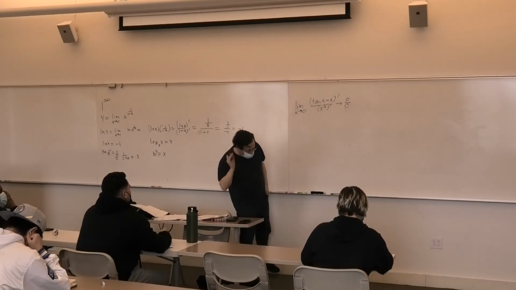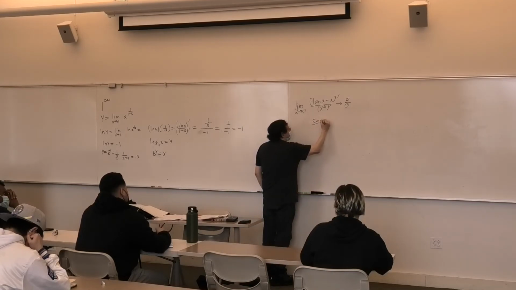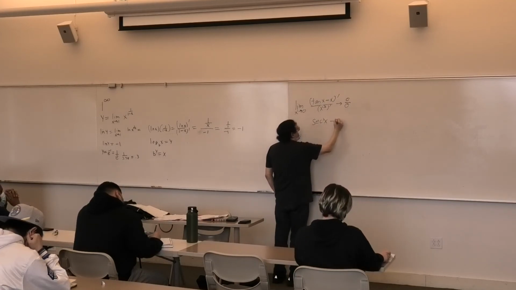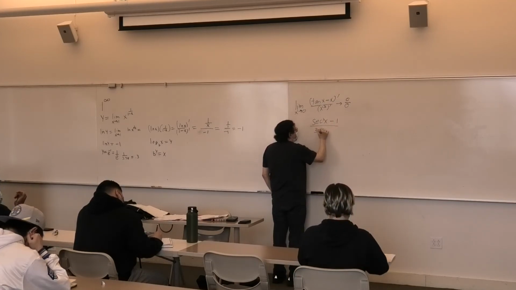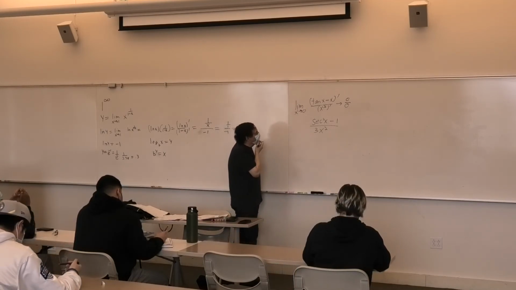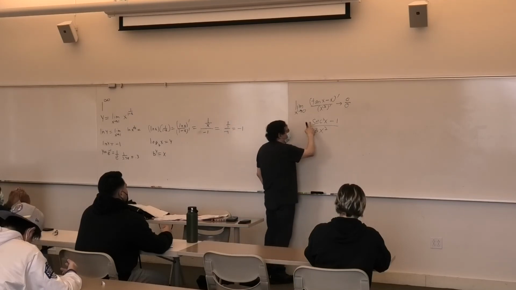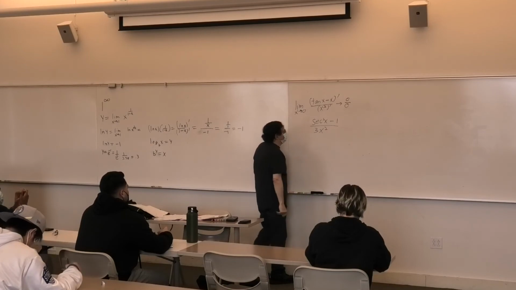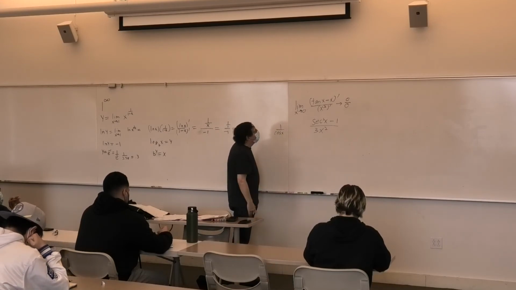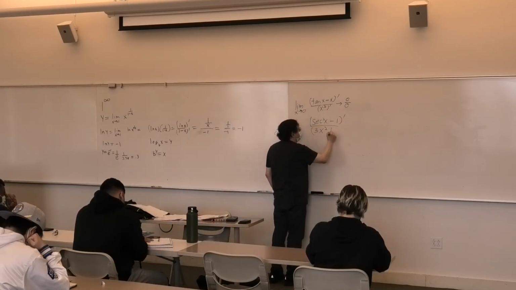Secant squared x minus 1 over 3x squared. Okay, what's the secant of 0? Well, the secant is 1 over the cosine, and the cosine goes to 1. So this is 1 minus 1, that's 0 over 0. So we're going to have to apply L'Hopital's rule again.